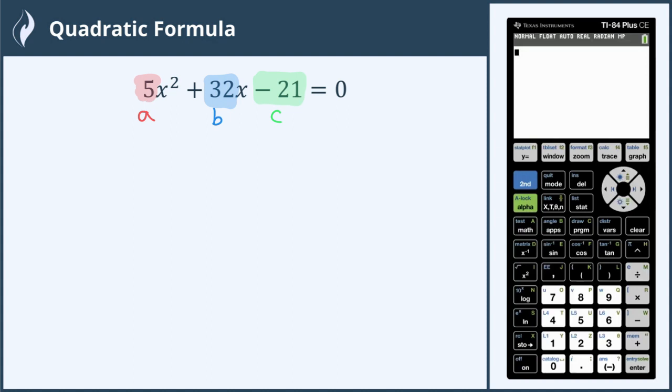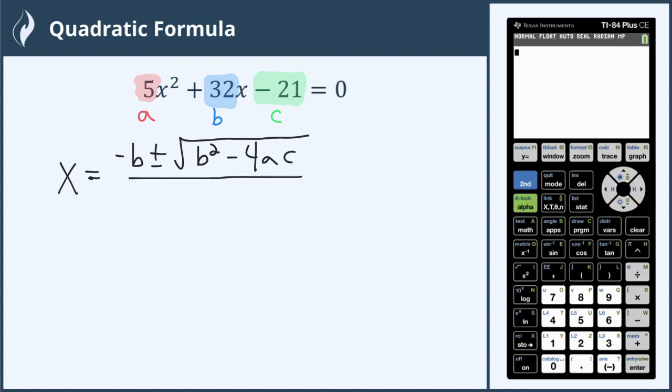Now, in the quadratic formula, we know that x equals negative b plus or minus the square root of b squared minus 4 times a times c, and that is all over 2a. So let's say we want to go ahead and plug our numbers in now.